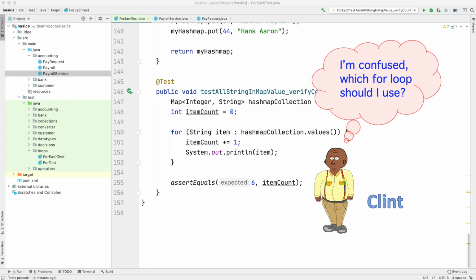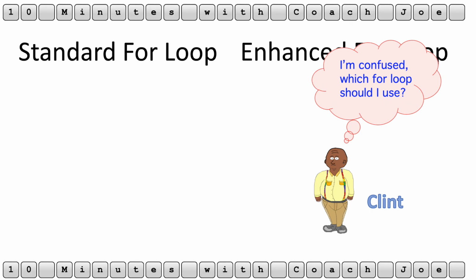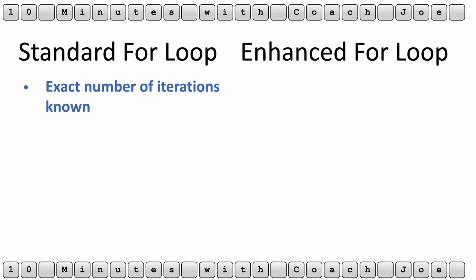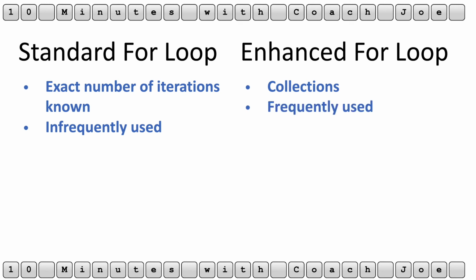Which for loop should you use? Let's talk about a couple of guidelines. The standard for loop should be used when you know exactly how many times you need to execute a block of code. Typically, this situation happens less than 10% of the time. The enhanced for loop is used when you need to iterate over a collection like an array, array list, set, or map. This will be a very common looping situation.